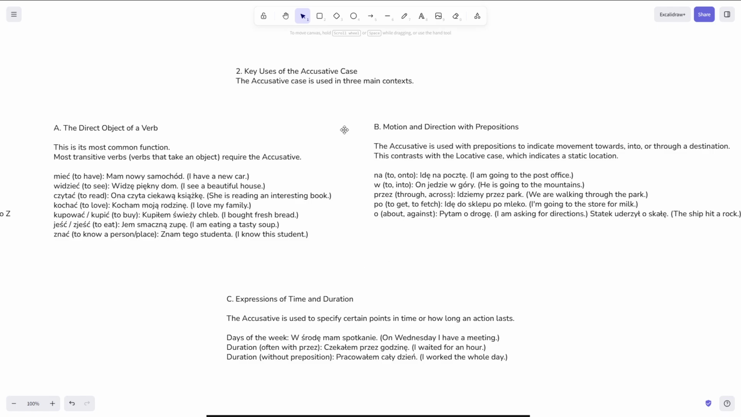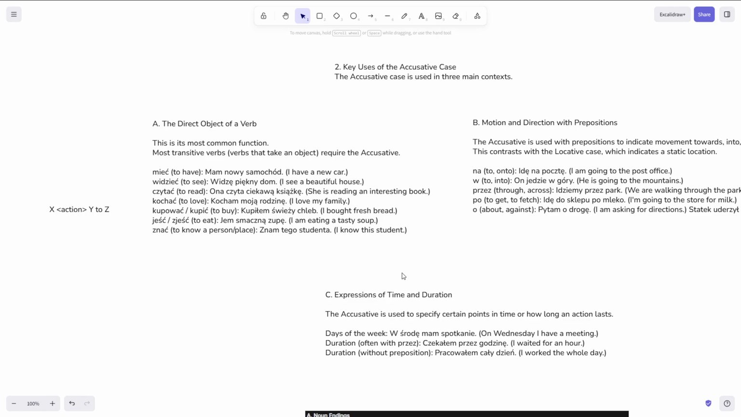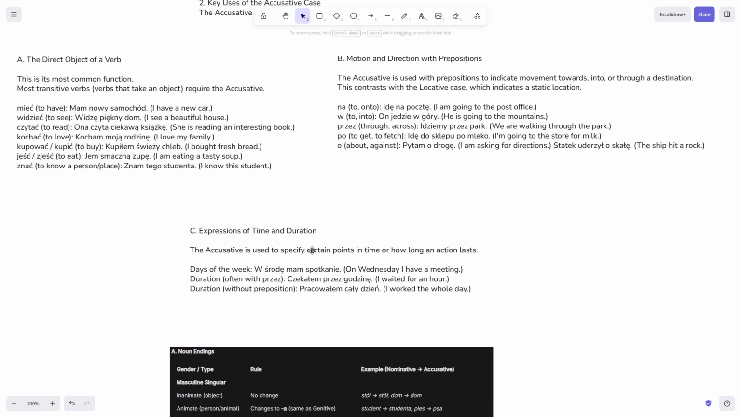And the last thing for the accusative case: we have the direct object, so just our Y in X action Y, and motion, and then expressions of time and duration. The accusative is used to specify certain points in time or how long an action lasts. So for example, days of the week, when you want to say that something happens on a particular day. So, on Wednesday, I have a meeting. Then you have the preposition w, which would be equivalent to "on." W środę, and środę is in accusative, okay?